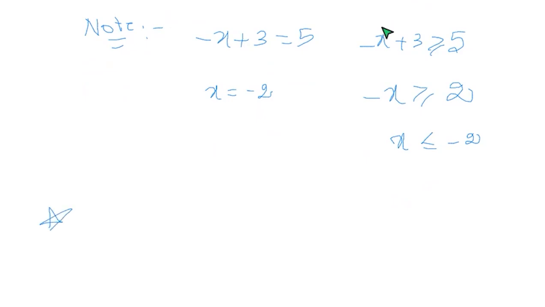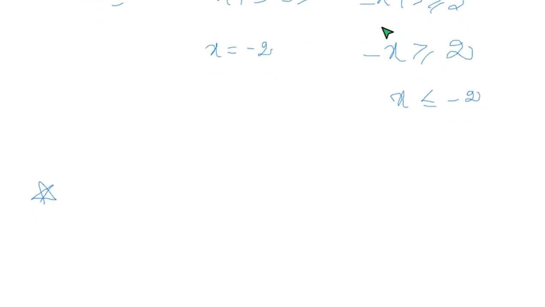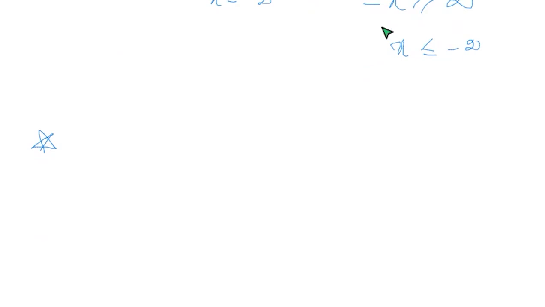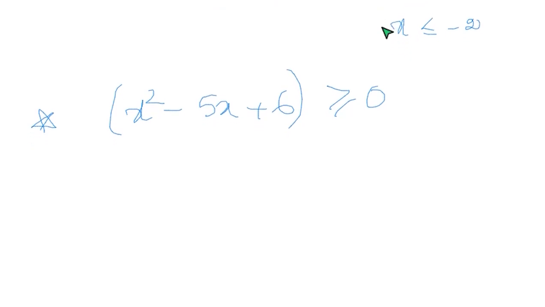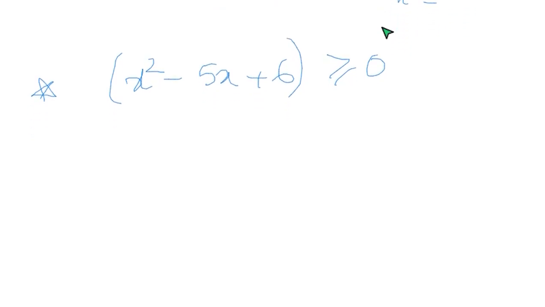So that's about linear inequalities. Let us try to understand quadratic inequalities. Let's say they give a quadratic expression like this and they say it is greater than or equal to 0. How do we solve for x? Can you think of some values, like trial and error?